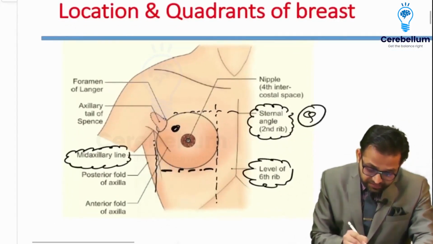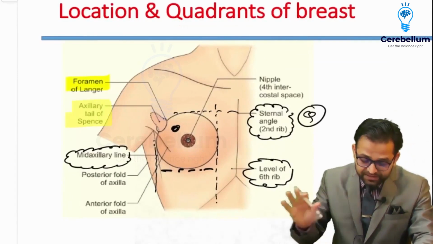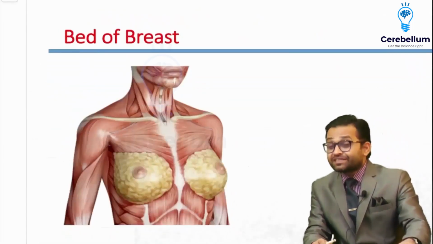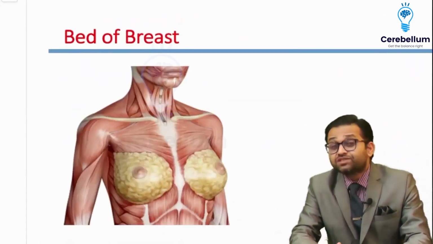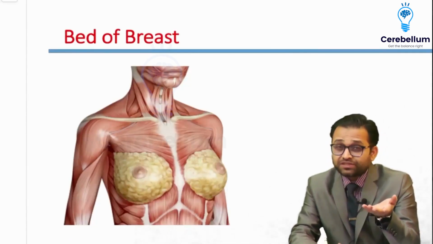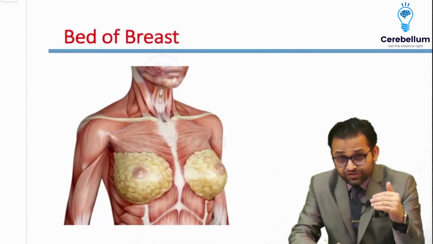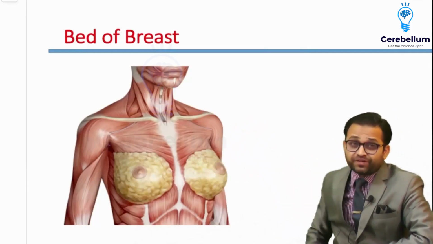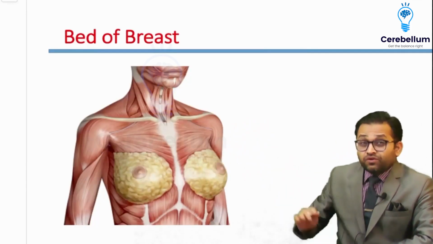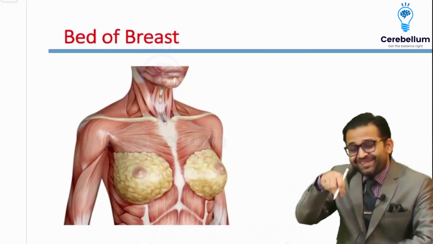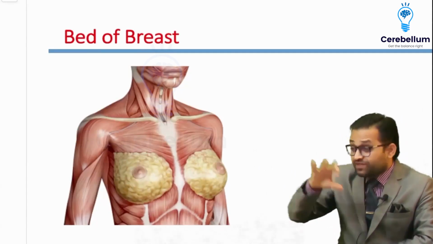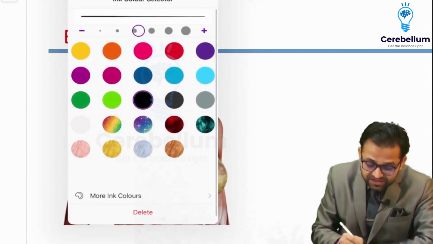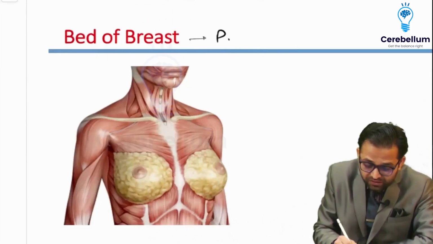Here in the image, the foramen of Langer and axillary tail of Spence have been shown. Now come to the bed of the breast. Breast cancer is one of the most common cancers in women of the world. So when you are doing surgery for the breast, at that time you must know what structures are located at the bed of the breast. You will do an incision through skin, then superficial fascia. Within the superficial fascia, the breast is located. Deep to it there is a deep fascia, and that deep fascia is simply known as pectoral fascia.